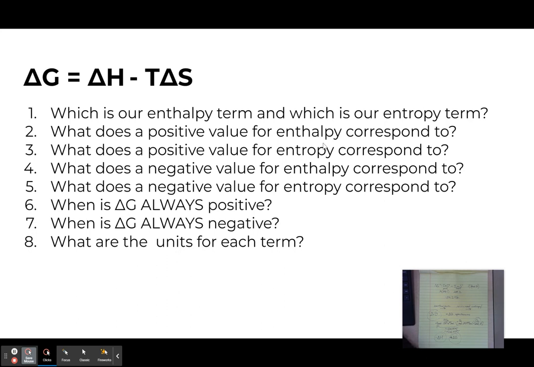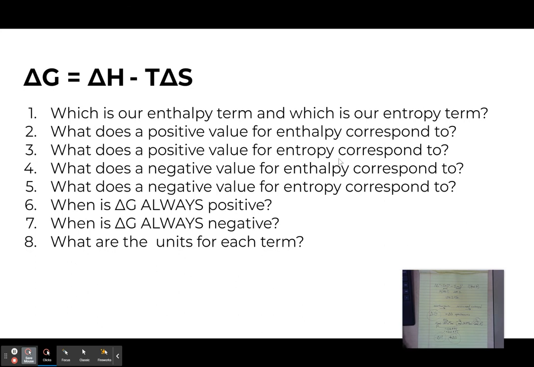Okay, what does a positive value for entropy correspond to? It means increasing entropy, means you're going with the tendency of the universe. And look at how we're subtracting this term here, this T times delta S. So the greater your entropy change, positive entropy change, the more negative this term will be. The more negative, the more spontaneous you're making delta G.